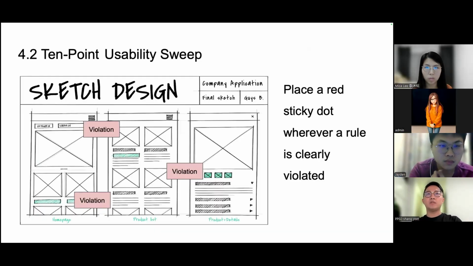Okay, this is an example of what I would advise you to do. You take your sketch, you go through the 10 rules, you go through some of the questions. Where you find something breaking the rules, you can mark a violation sticker there. It's just a recommendation, not a must to follow, but this is a very good way. You mark it so that you can then do the next thing.